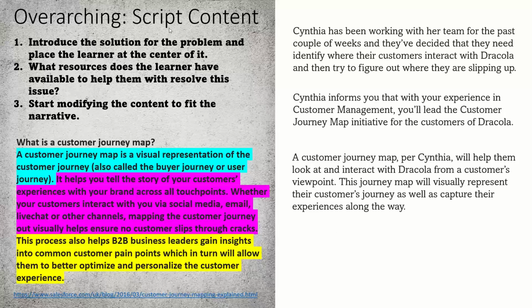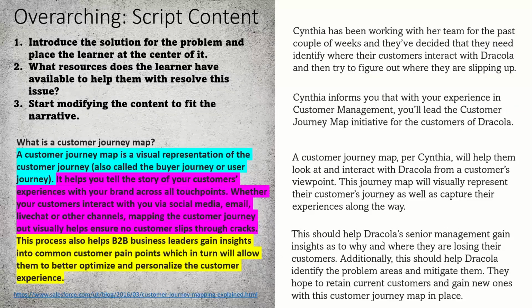So this is the overarching script content part. All right, I forgot this. I apologize, I forgot the last one. This should help Dracola's senior management. Now this is the last paragraph, the yellow part. This should help Dracola's senior management gain insights as to why and where they are losing their customers. Additionally, this should help Dracola identify the problem areas and mitigate them. They hope to retain current customers and gain new ones with the customer journey map in place.